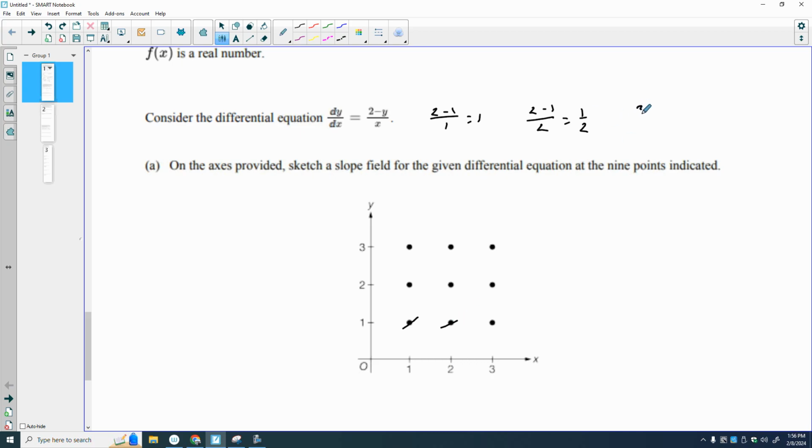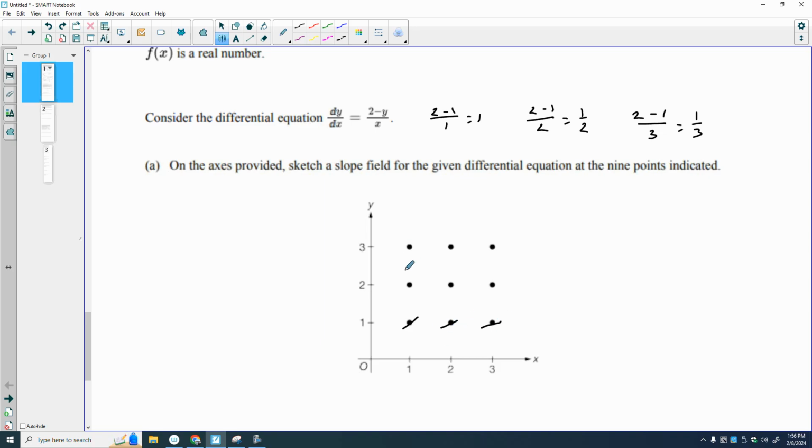Now we're going at (3, 1). So x is 3, but y is still 1. So it's 2 minus 1 over 3 this time, which is 1/3. And again, I'm shooting for that same slope, 1/3, up 1 over 3. And so it's going to be something like that, even flatter than that one.